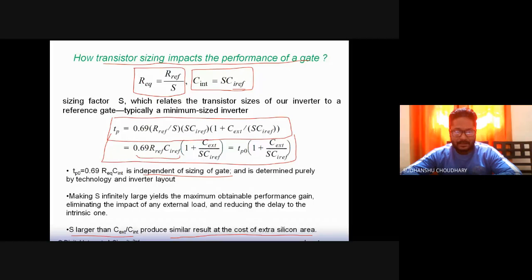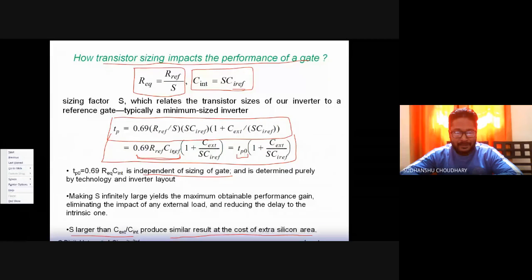We say that this is TP naught, this much. This is TP naught, that is intrinsic delay. Now this TP naught does not have sizing. S is not here, but S is present over here. So that is how we say, actually it will obviously be dependent, but in the context of this equation, this intrinsic delay, which is given by TP naught, does not have S in it. Of course this delay will depend on S, but here S is not present in TP naught. So that is why we say that it is independent of the sizing of gate.